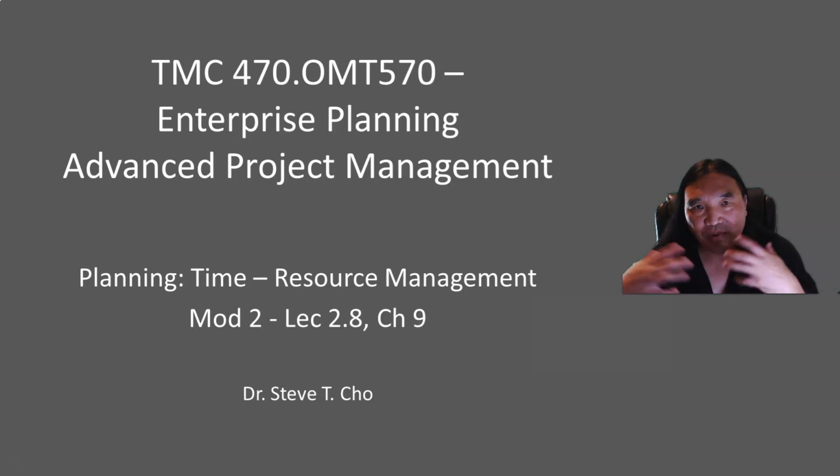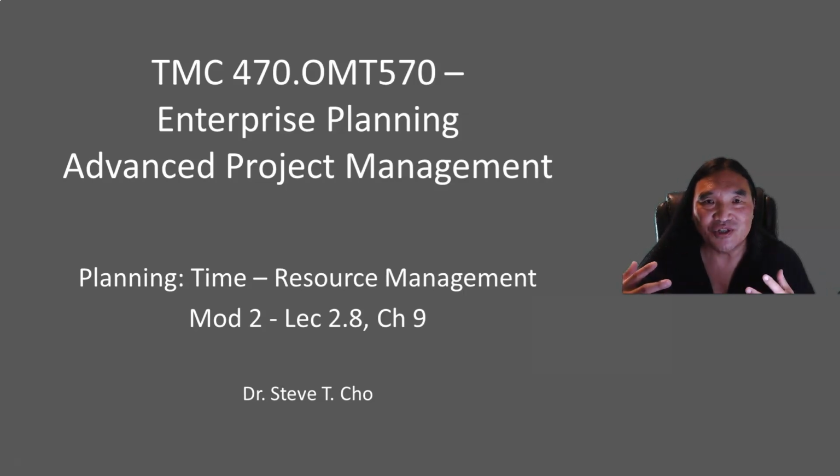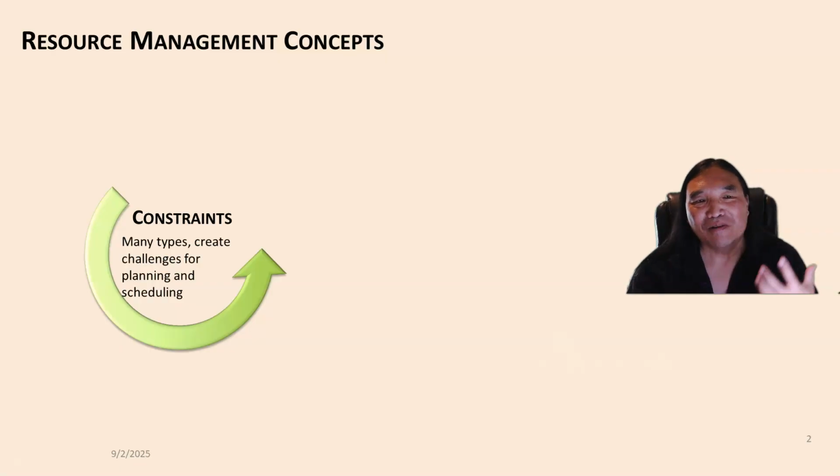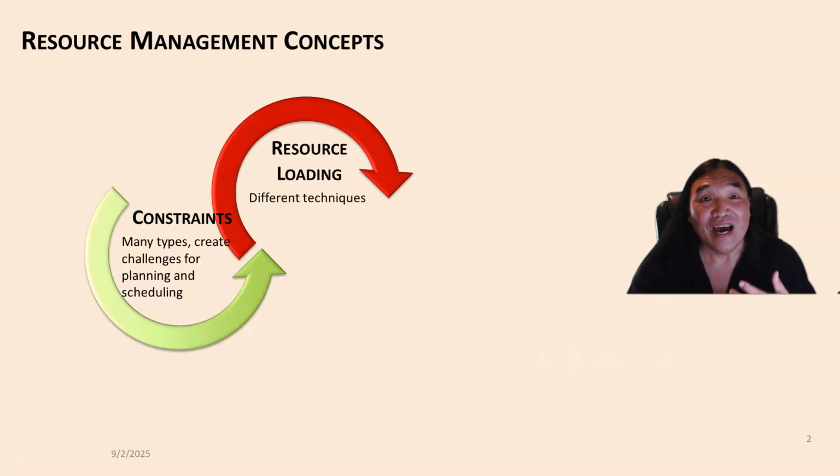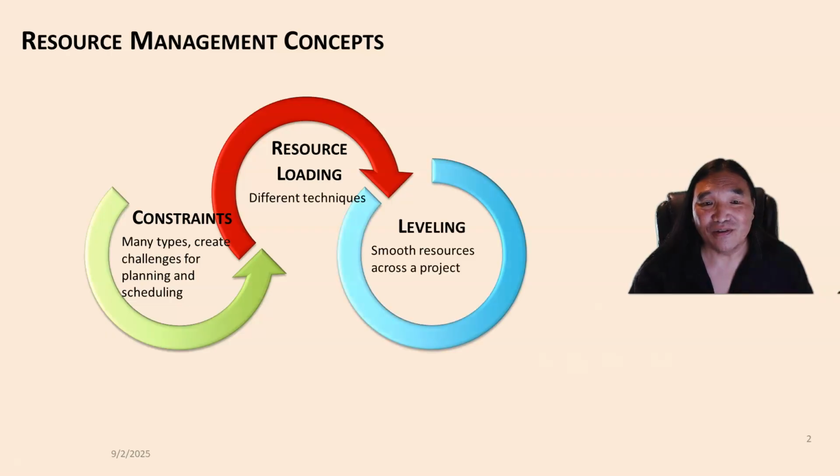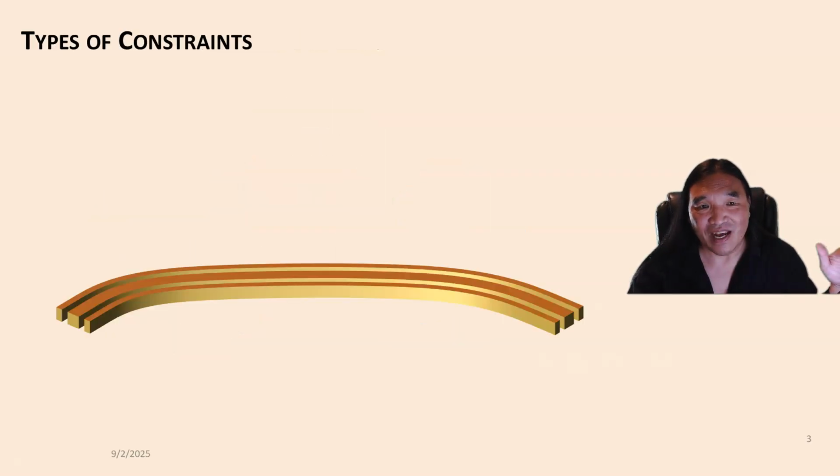So as we move on through project management, one of the triple constraints is time. And time is something we never have enough of. So some of the resource management concepts are: we have constraints, limitations. How do we load our resources? What are the different techniques of when we actually use it? And how do we smooth it out?